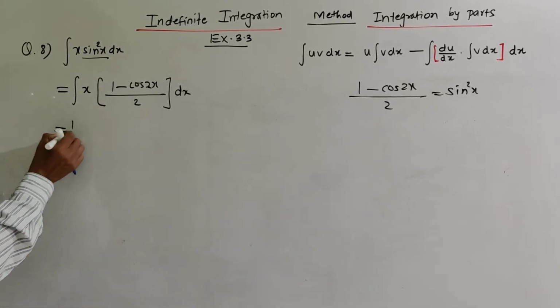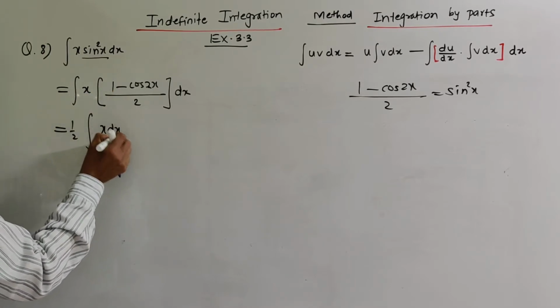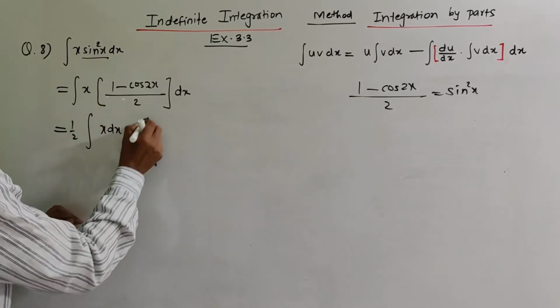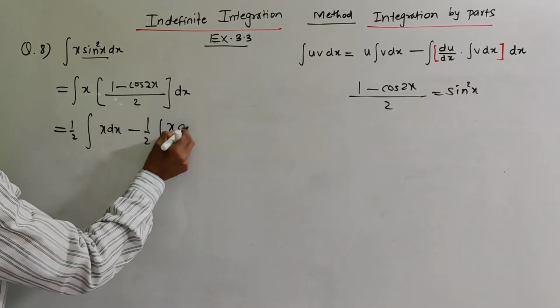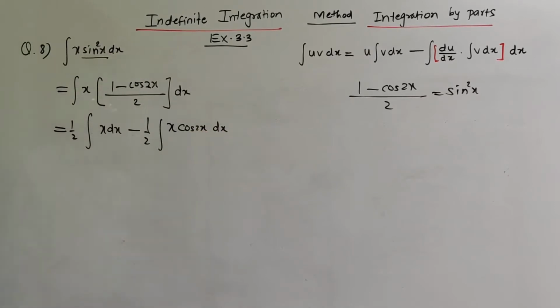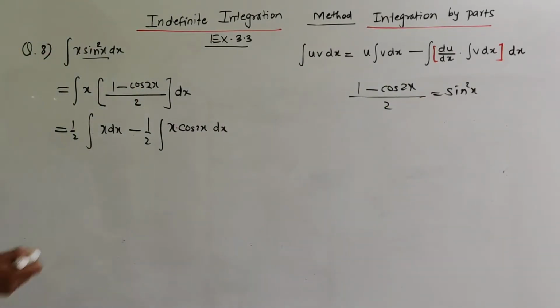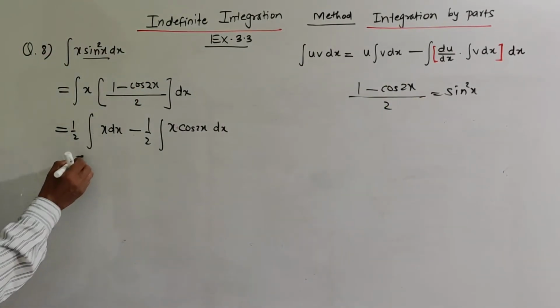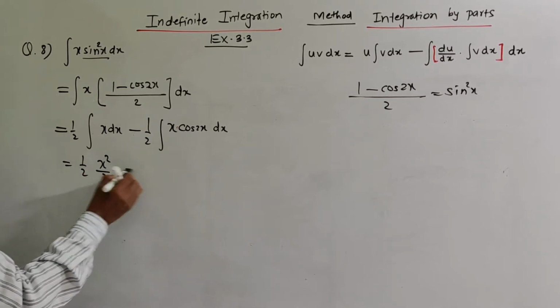It is 1 by 2 integral x dx minus 1 by 2 integral x into cos 2x dx. Now this integral we evaluate by integration by parts method, and this, we know, integral of x dx is x square by 2, minus 1 by 2.